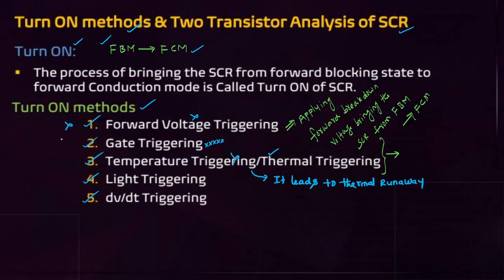Forward voltage triggering is not preferable practically because high forward breakdown voltages may damage the SCR. Temperature triggering is also not preferable practically because it leads to thermal runaway. Even dV/dt triggering is not preferable practically because it causes unwanted triggering of SCR. Practically, only two methods are preferable: one is gate triggering, another is light triggering. But which is more preferable practically? Gate triggering. But light triggering we mainly use in HVDC converters.